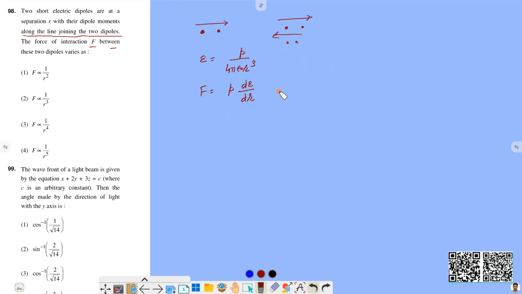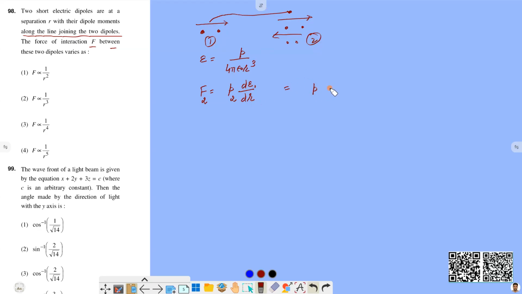So from this we can write that the force on the second dipole due to the first dipole will be F2 is equal to P2 into dE1 by dr, where E1 is the electric field produced by the first dipole. This is the first dipole, this is the second dipole. We are calculating the force on the second dipole due to the electric field of the first dipole. So we will take the electric field of the first dipole.